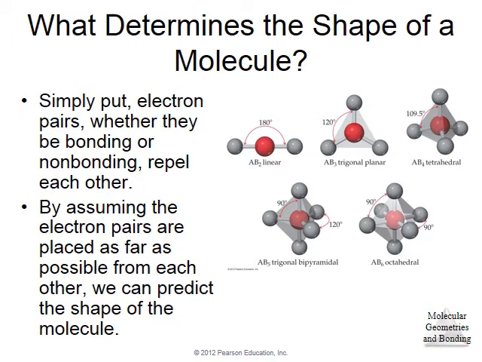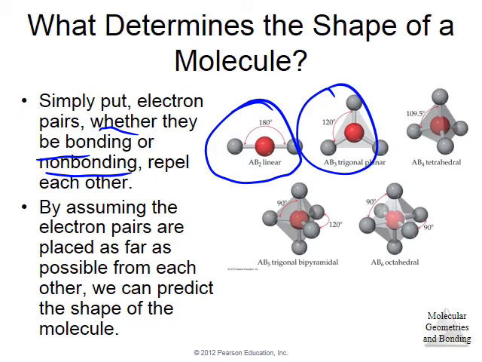In this slide, again, I'm going to review what I just mentioned. What determines the shape of a molecule is electron pairs. Whether they are bonding or non-bonding, they all repel each other. We already mentioned that electron pairs should be placed as far as possible from each other. So that's how we get the linear and trigonal planar shapes. With four pairs, many of you may come up with the wrong answer.